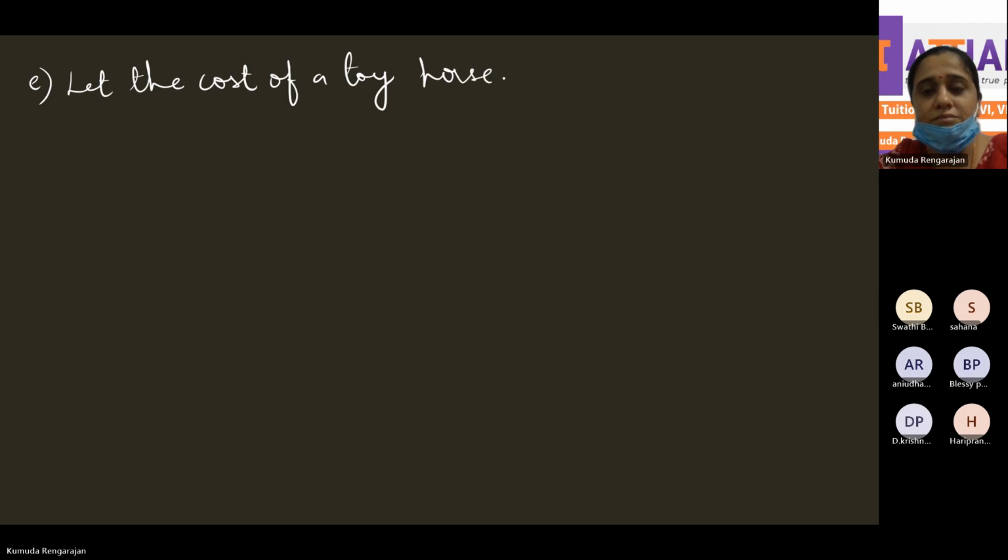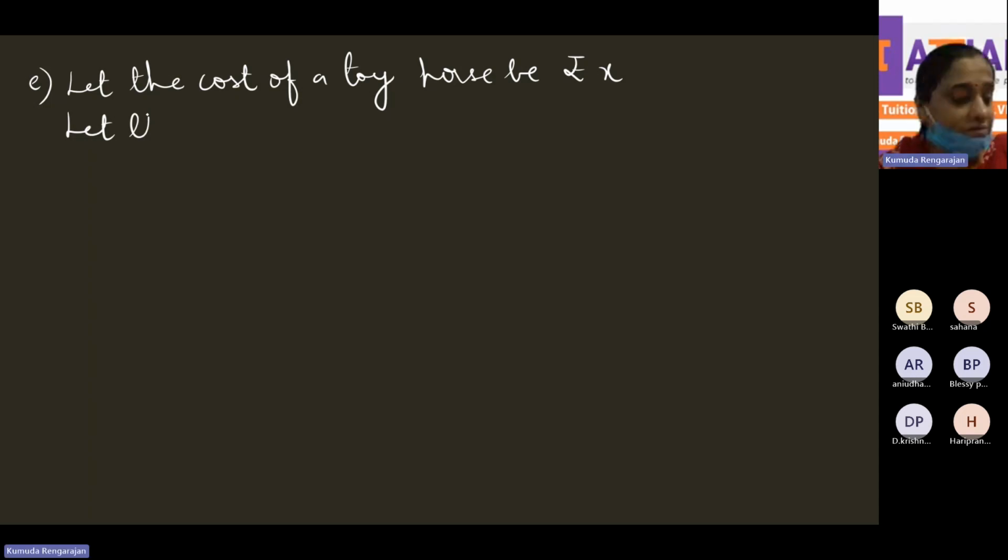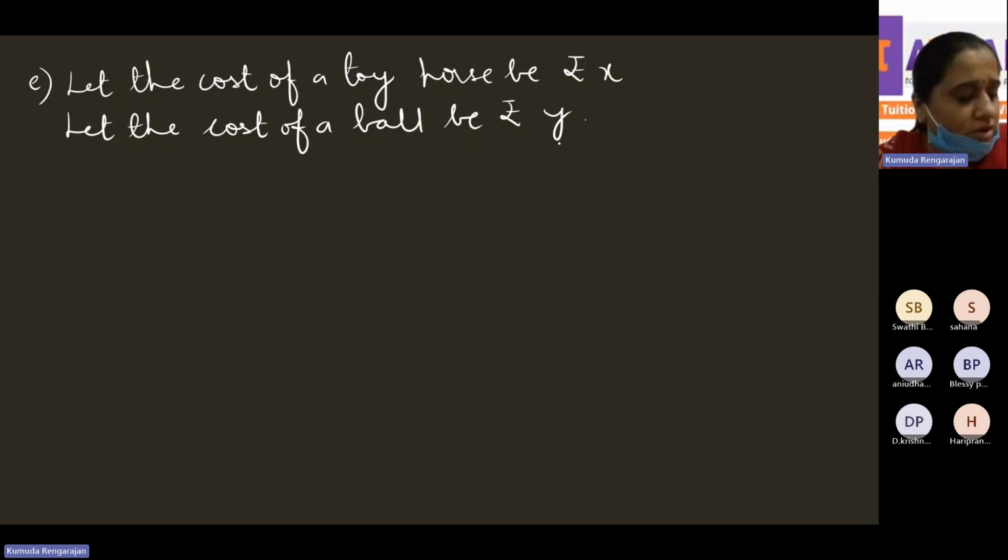So what are the two characters in E? A toy horse and a ball. So let the cost of a toy horse. You should always assume 1 unit. So let the cost of a toy horse be rupees X, and let the cost of a ball be rupees Y. What is given?